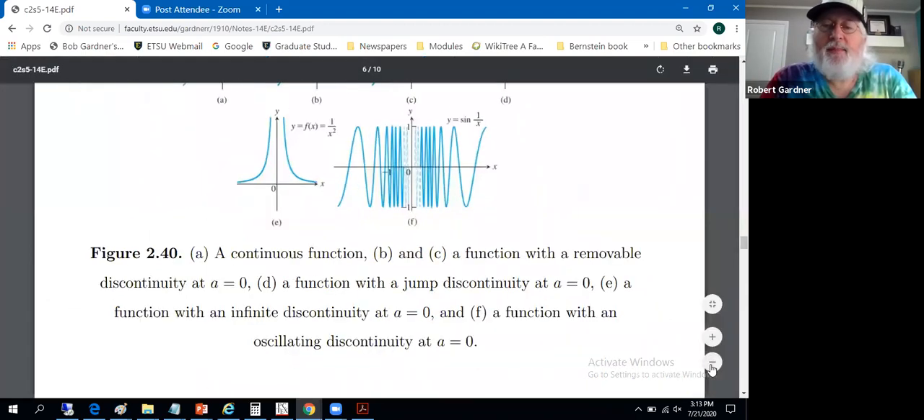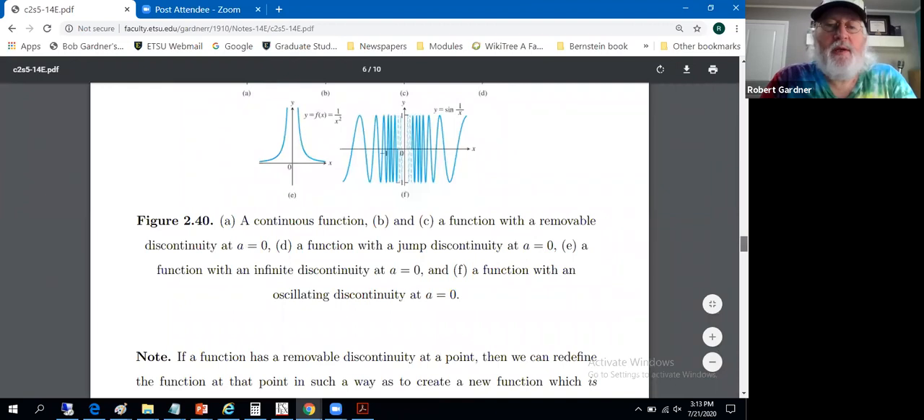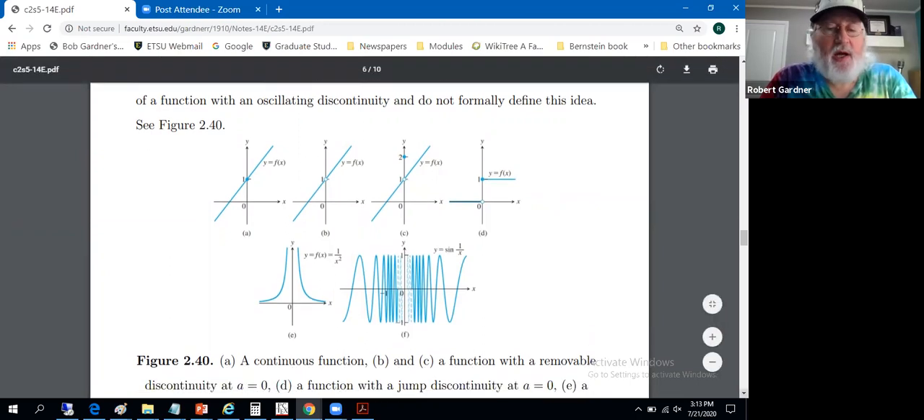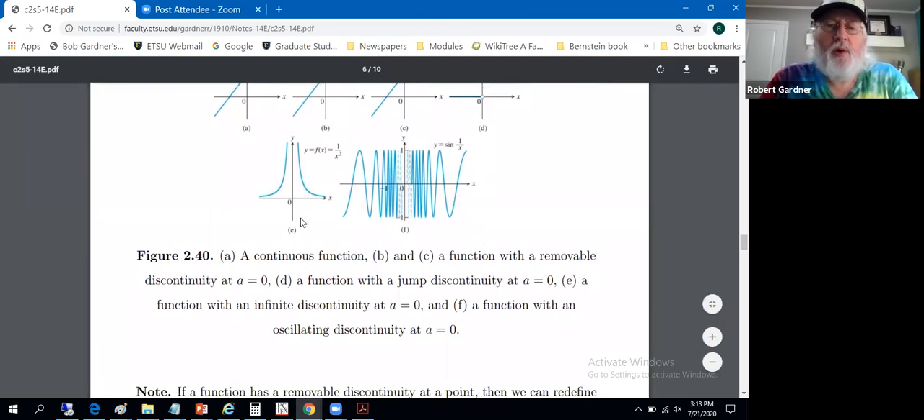So there are some examples of discontinuity. The ones we're really most interested in are removable, these two, B and C, and jump discontinuities. These others we'll just throw into the bin of other kinds of discontinuities. We don't have a way to deal with vertical asymptotes yet. We will in the next section. And we'll probably never analyze these oscillating discontinuities beyond just looking at pictures.